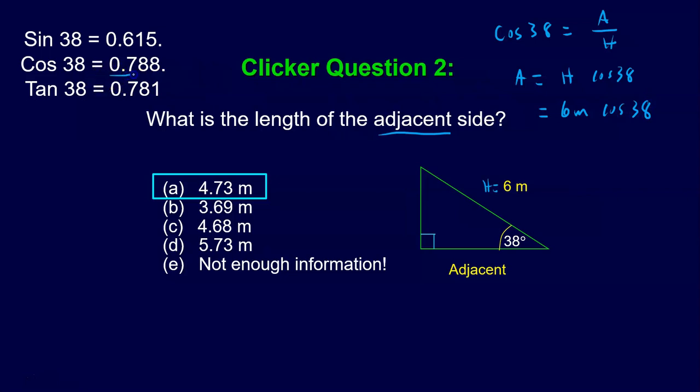Now you can plug in your calculator, or I also gave these numbers over here as well. And so when I plug this in, I got 4.73 meters. So this will be something that we'll do a lot. It'll be really helpful for us to be able to take vectors and find like their adjacent components and their opposite components.